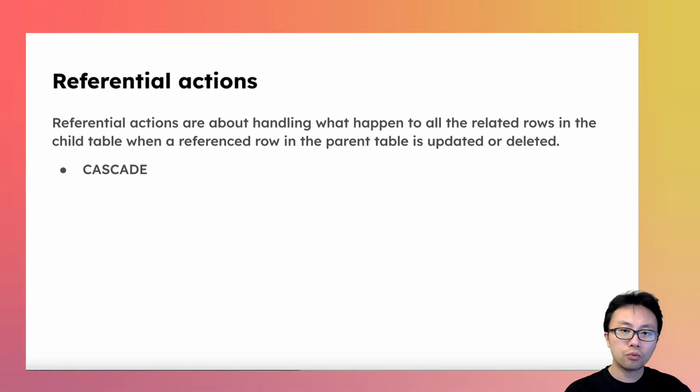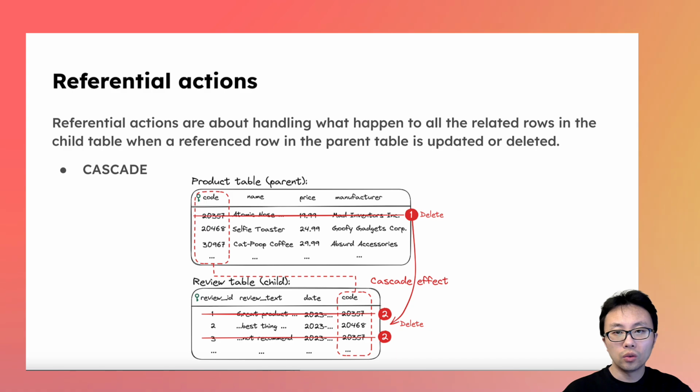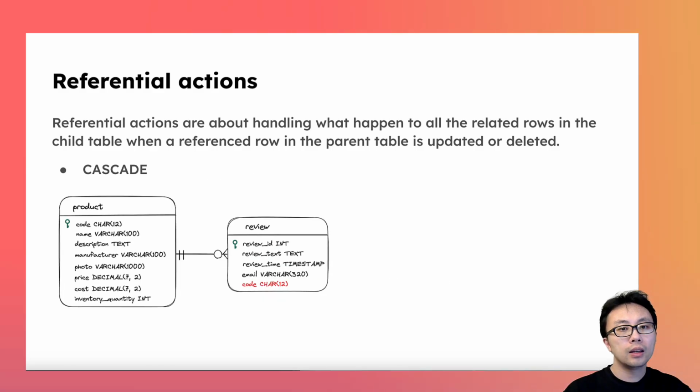Cascade. If this referential action is chosen, when a record in the parent table is updated or deleted, the corresponding change will automatically propagate to all related records in the child table. For example, if you delete a product, all the referenced reviews are also going to be deleted. This maintains consistency, but can also result in widespread data loss if not used carefully.